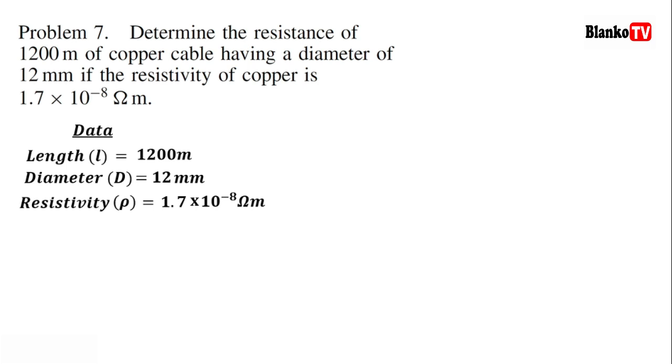So before we move on with the solution, let's first calculate the cross-sectional area A. Okay, and we know that A, the cross-sectional area, is equal to pi r squared. But the question didn't provide the radius. Rather, we were given the diameter, 12 millimeters. All right, so to find the radius, we divide the diameter by 2. That is 12 divided by 2.